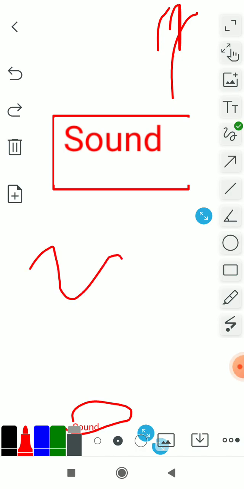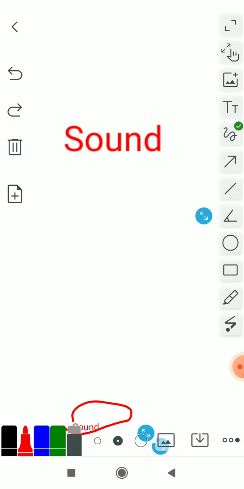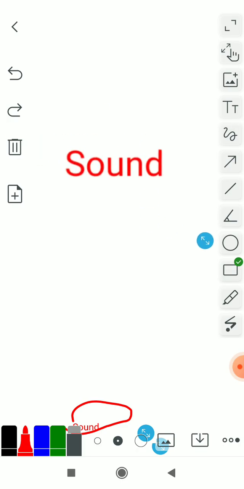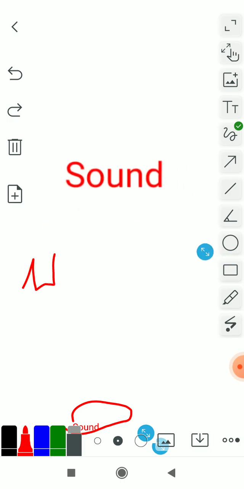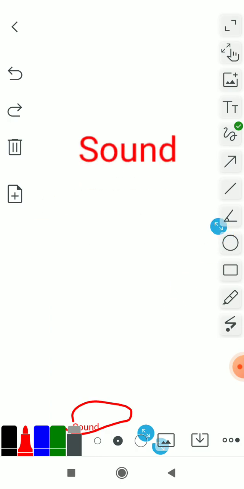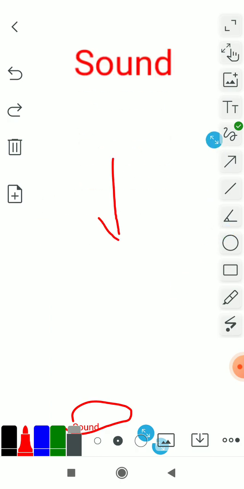I'm not going to give a basic demonstration of what sound is or not. I will start from a very particular thing: what is sound? Our first concern is what is sound. So let's talk about that.